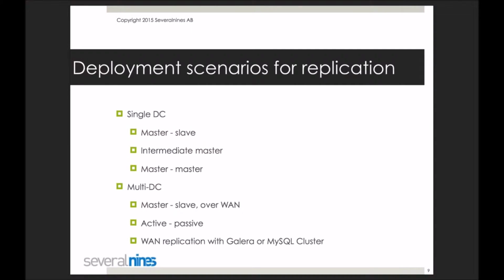So the most popular deployments, I would say, for the standard single data center is the master-slave. Obviously, you have a master and a couple of slaves. This is more or less something which we are going to deploy in ClusterControl. You can use an intermediate master. In this deployment, you have a master, a couple of slaves, and at least one of those slaves is acting as a master to some other subset of slaves.